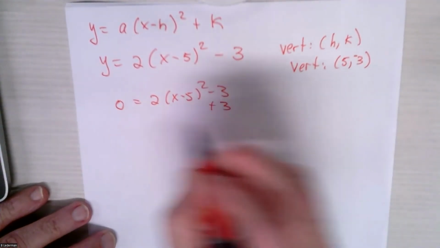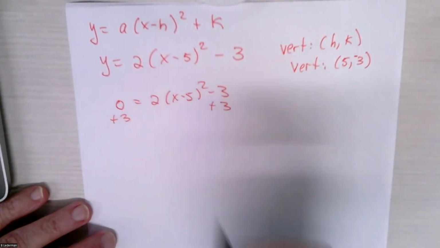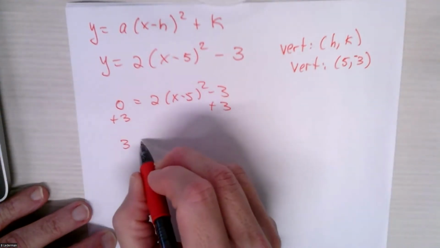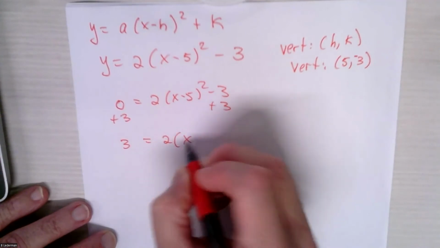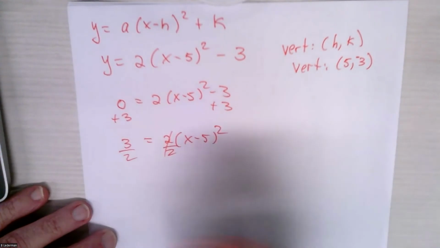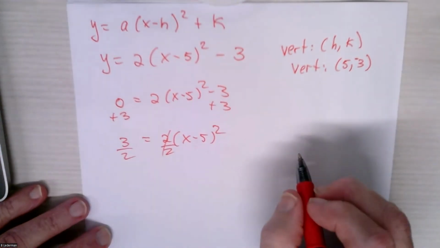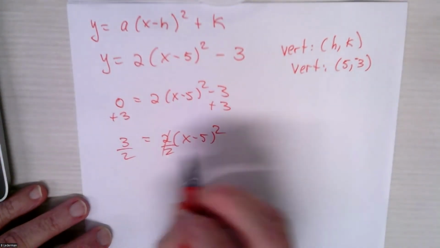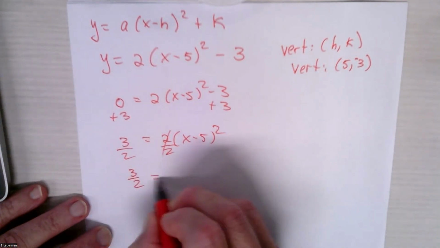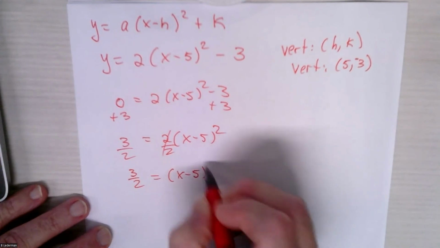I'll add 3 to each side. And again, it's going to solve it, but it'll be relatively easy to solve. So I'm going to get 3 equals 2 times x minus 5 squared. And I divide both sides by 2. And then, so I have 3 halves equals x minus 5 squared.